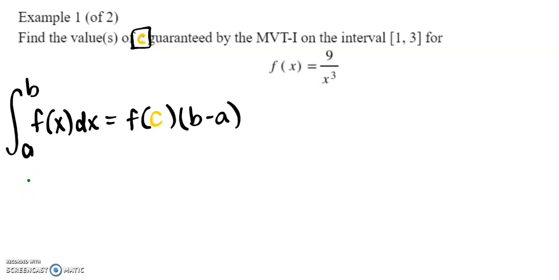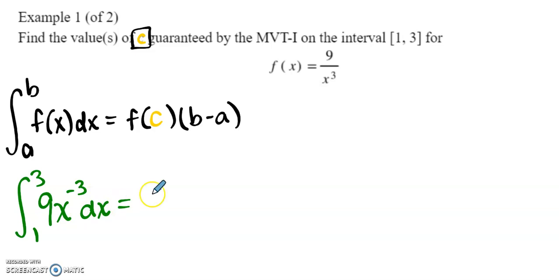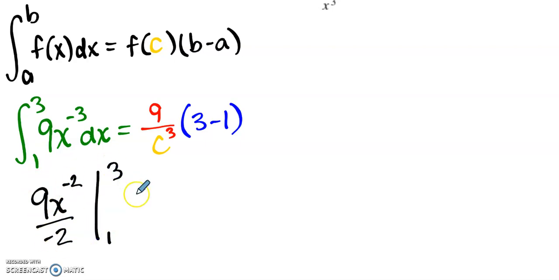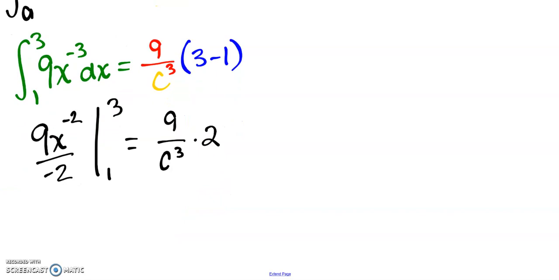Okay, so let's set this up. I'm going to integrate from 1 to 3. I know I'm going to need to rewrite this as 9x to the negative third dx equals, well, f of c is going to be 9 over c cubed. And then b minus a, the width of my rectangle, is 3 minus 1. Okay, thinking about my antiderivative here, this is going to be 9x to the negative second divided by negative 2, evaluated from 1 to 3, equals 9 over c cubed times 2.